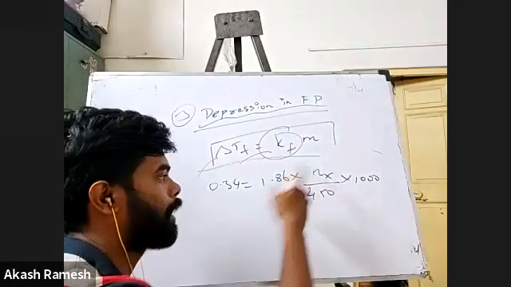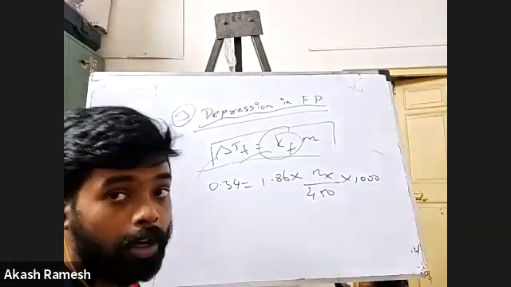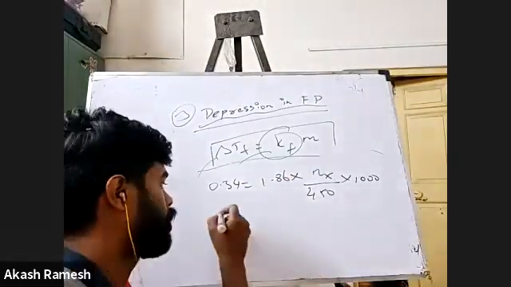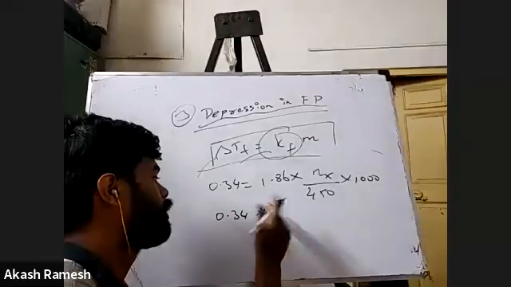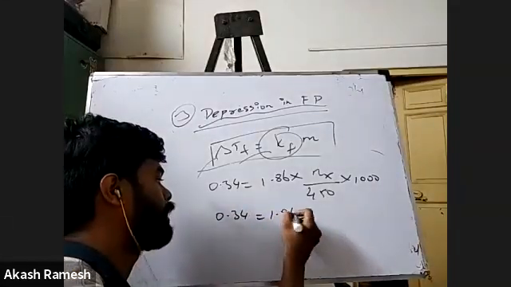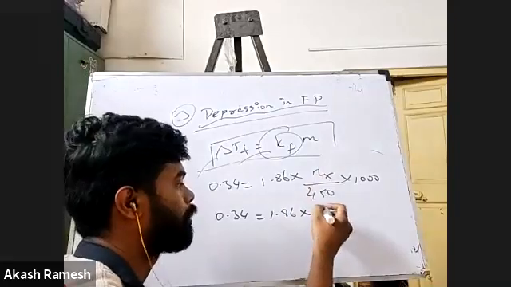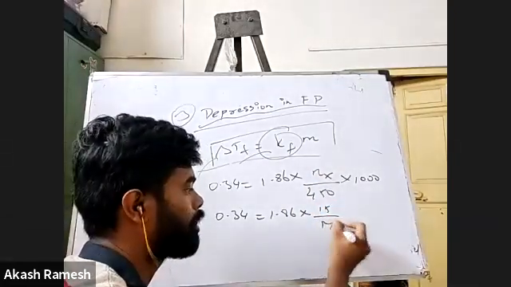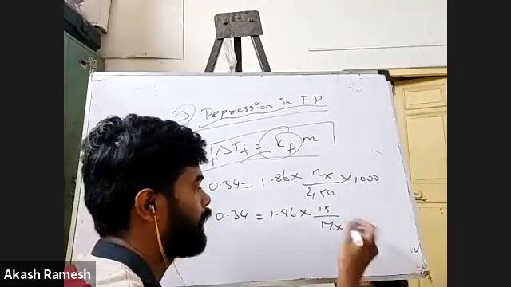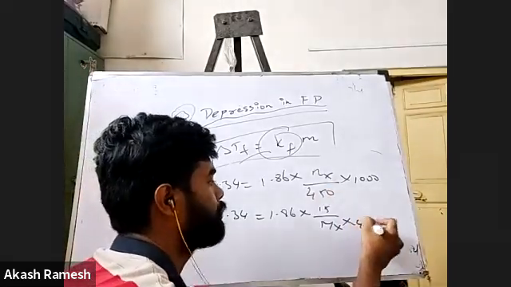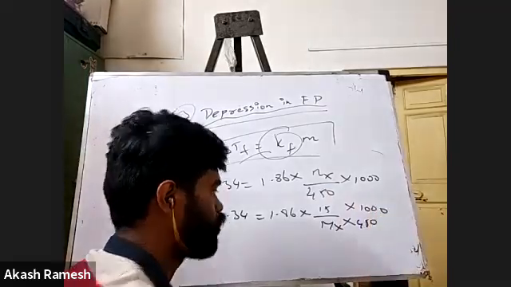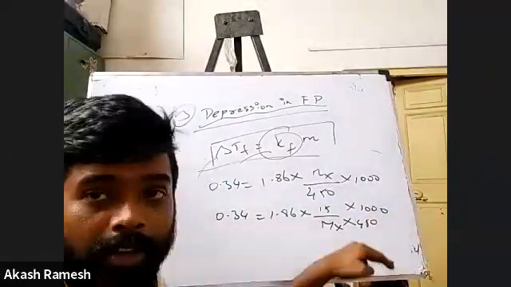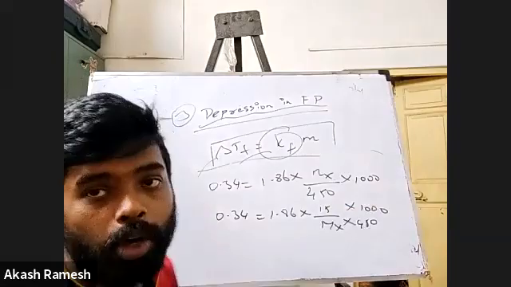Again, let me substitute for the number of moles also for the solute, because the given mass is known, only the molecular mass is not known. So 0.34 is equal to 1.86 into the number of moles, which is 15 grams of the solute divided by the molecular mass, which I don't know, into 450 into 1000. So at least if you have got this much expression, you're on track.